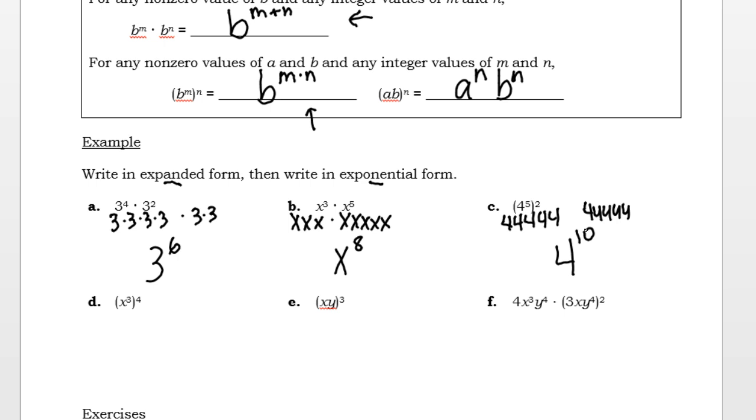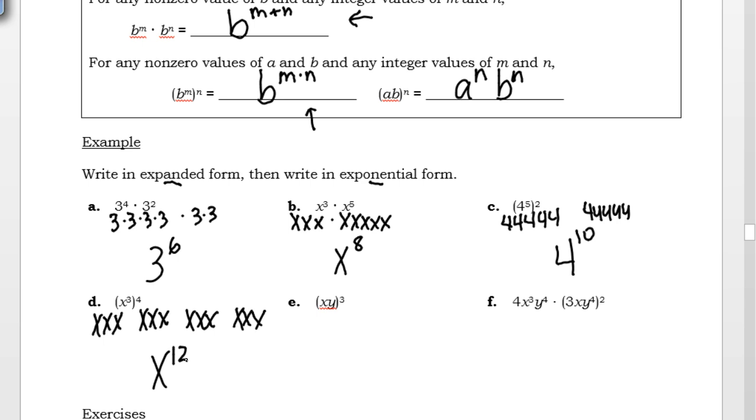My next example is x to the 3 to the 4. Same rule. I have 3 groups, and then I have 3 groups, and then I have 3, and then I have 3. I have 4 groups of 3. I have 12 x's altogether.